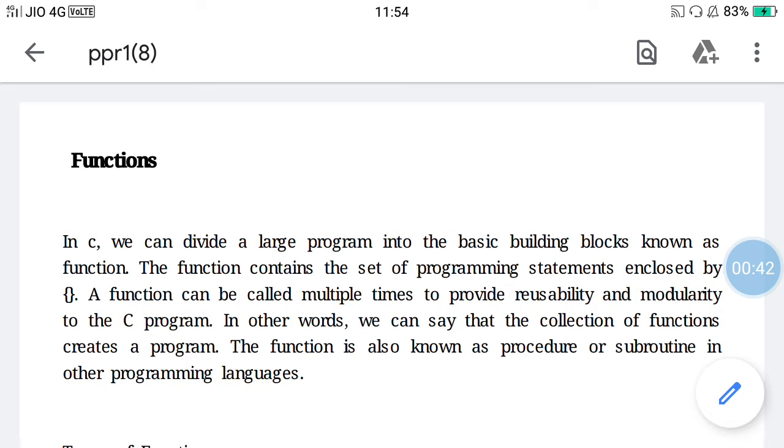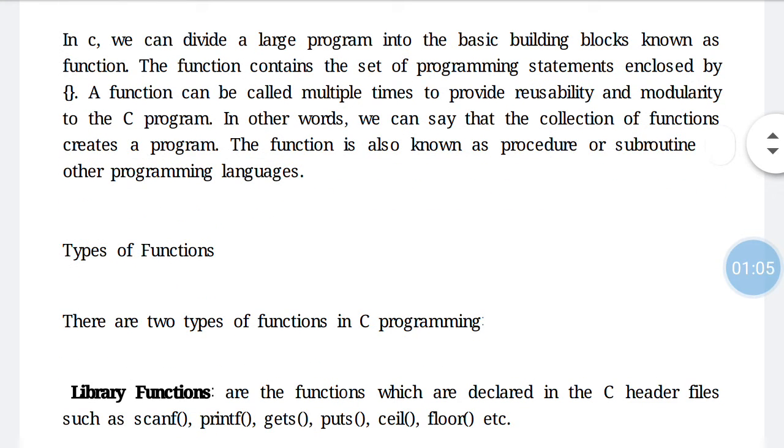So every C program has one function which is main, and some library function we use in C language. Apart from main function, we can create more functions in C program. So there are two types of functions. First one is library functions, and second one is user defined functions.